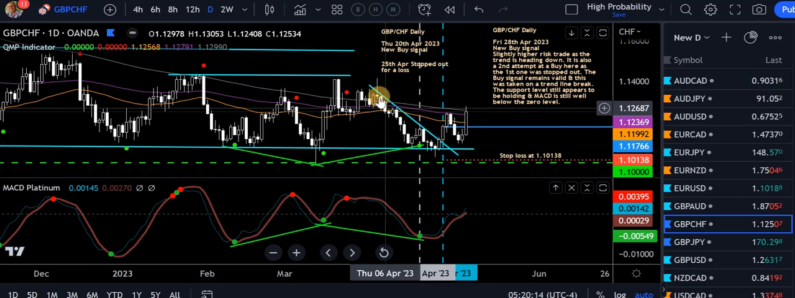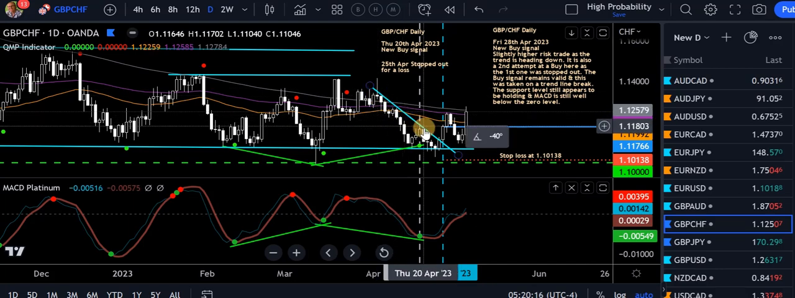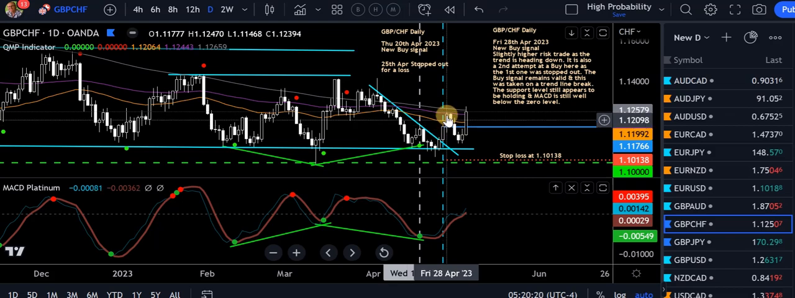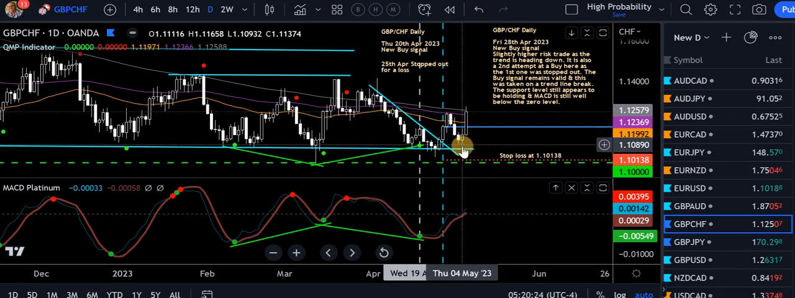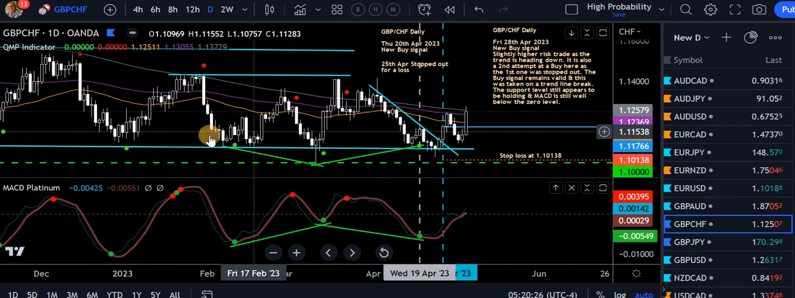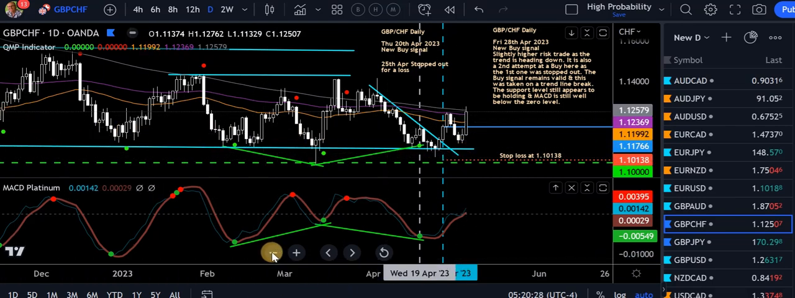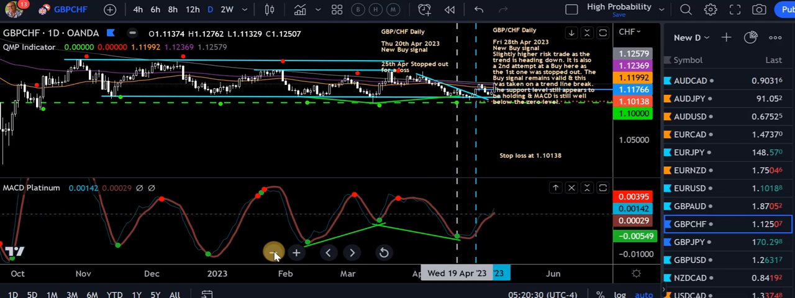The buy signal was still valid. Drew this trend line across these highs, broke the trend line, took the new buy there. Initially went in my favour, then dropped down during the week. And I thought, it's come down to this level here again. This level's been there for a while now. You can have a look.